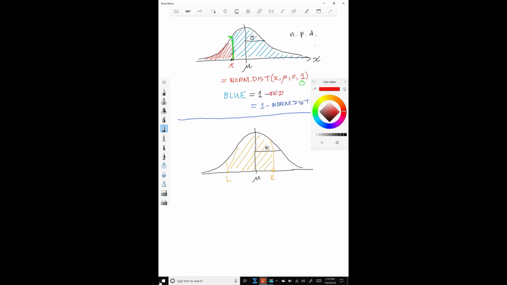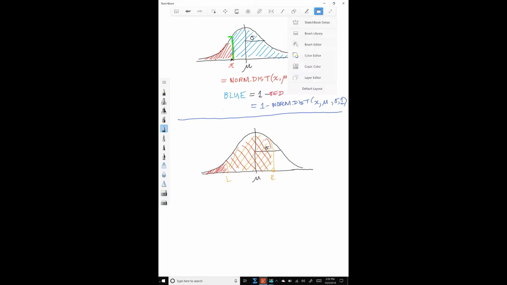If I want to know this orange part, what I can do is I'll calculate the red part, which Excel can do with the formula given above, using L for the little x, and then do the same thing again for the probability to the left of R. So now I would put R for x. And so to get the orange area, let's switch back to that.